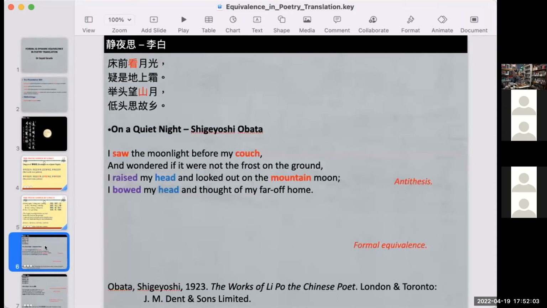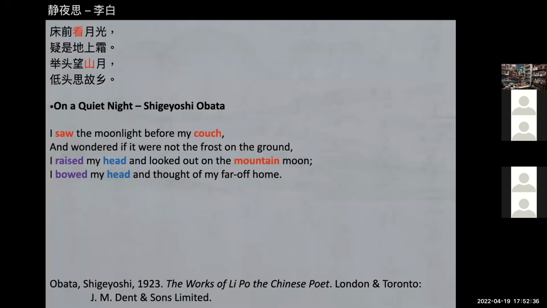Let's have some different versions of how different translators translated this poem, because this poem has been translated maybe hundreds of times, right? And everyone used his own technique and his own way of translating it. Some of them tried to use dynamic equivalence, some tried to use formal, and some tried to use both formal and dynamic, okay? Like this poem here by Obata, Shigeyoshi Obata.